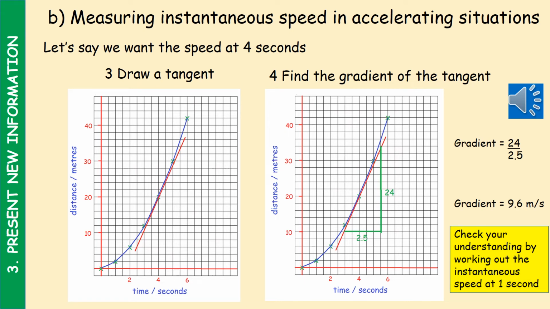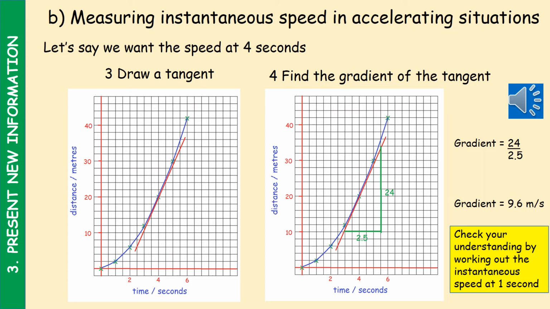Once you've got your tangent drawn, then you need to find the gradient of that tangent. And again, there's a bit of a skill, there are some shortcuts here. You're looking for places where the tangent crosses known points on the graph. And that's what I've tried to do with the green triangle there. So going across the bottom there, I've gone from the tangent across, and then from there upwards again to the tangent to make a triangle.